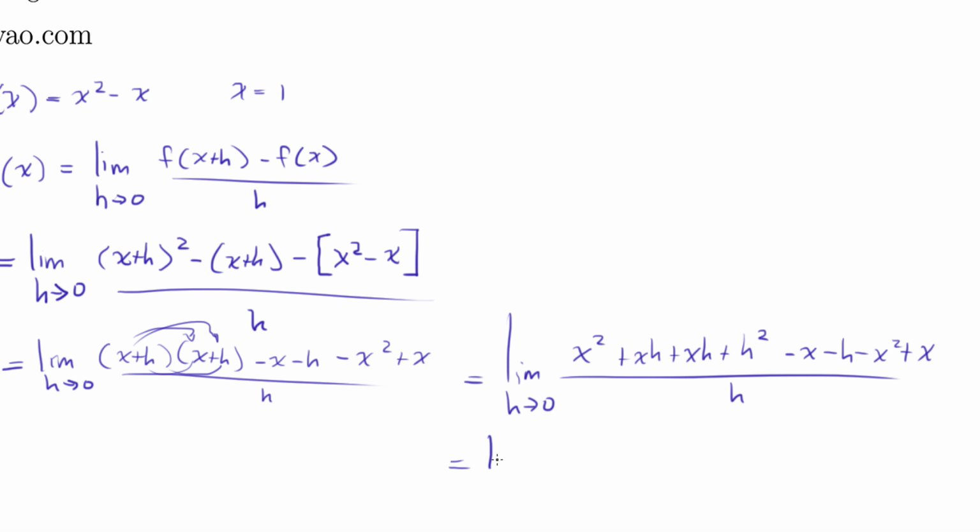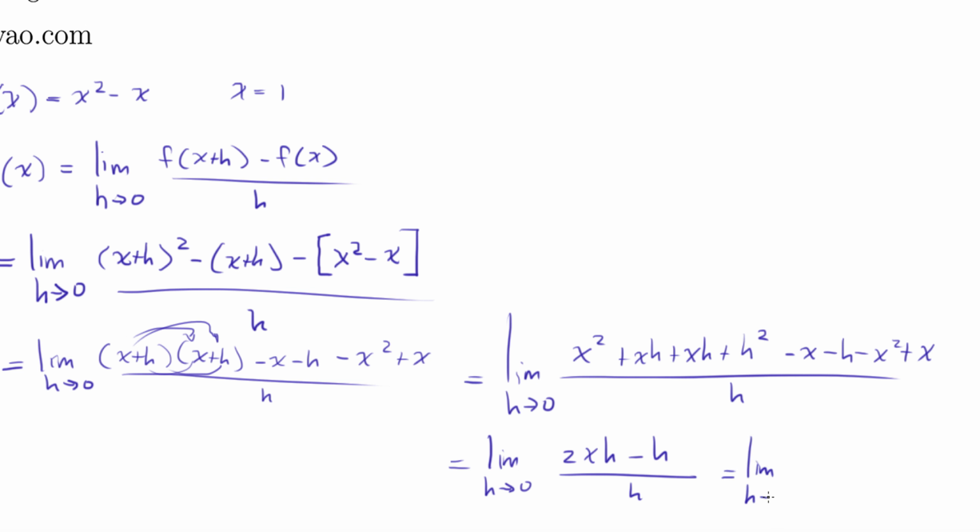Now again, the rule is, in order for this to be correct, all terms that have no h have to cancel out. x squared minus x squared is 0. Negative x plus x is also 0. So you're left with 2xh plus h squared, and then minus h over h.